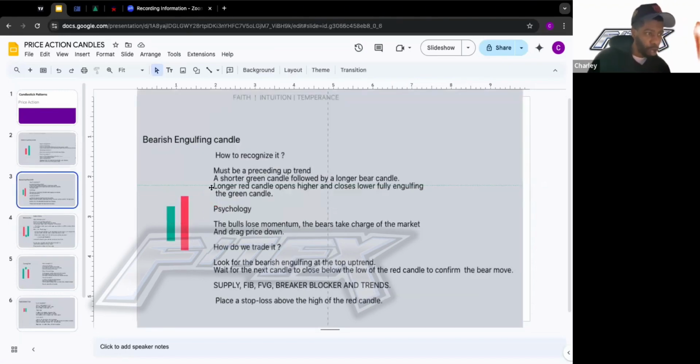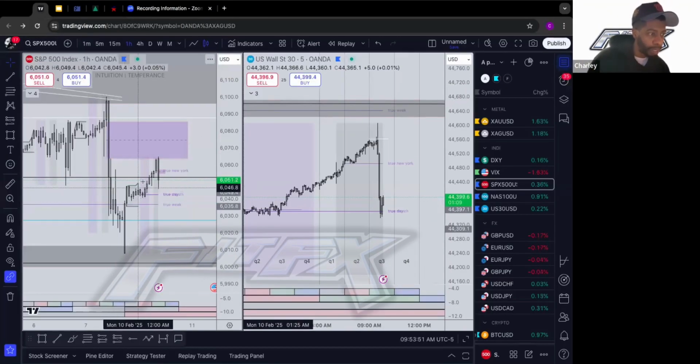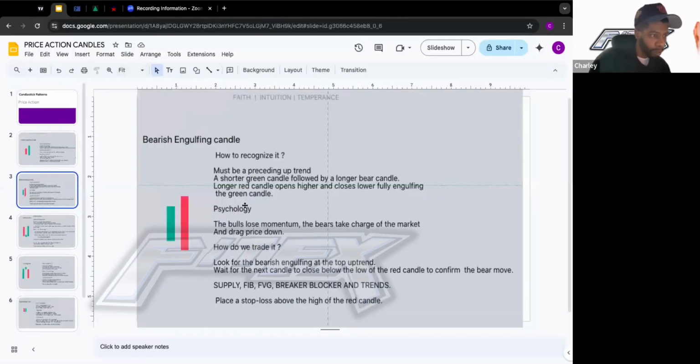So right now, we got a bearish engulfing candle. How do you recognize it? Well, it needs to be in an uptrend. If you look, you will see that it's uptrending into some type of level of supply. The bearish candle is fully engulfing it. You understand? So same thing. We don't gotta complicate this, gang. Boom, it creates that. Now we got an order block.